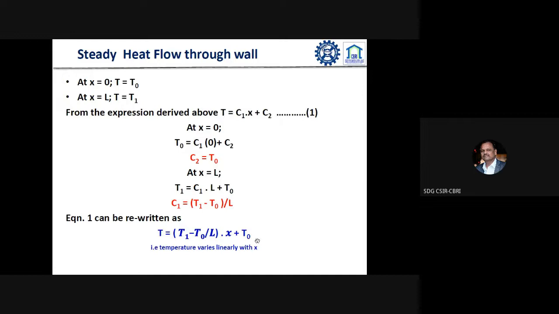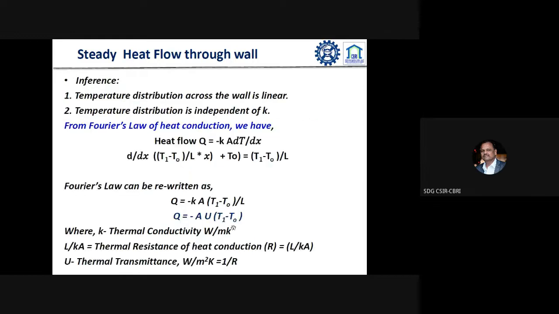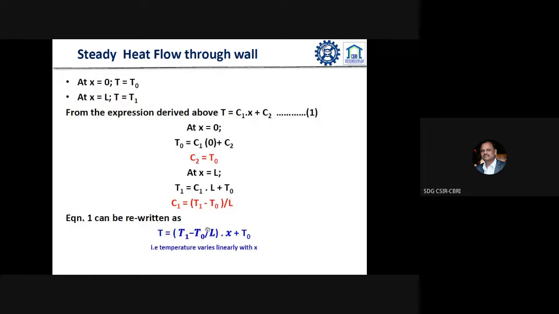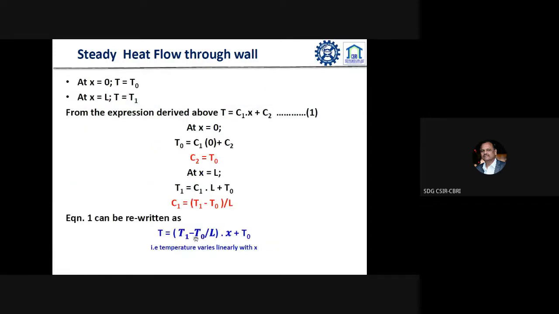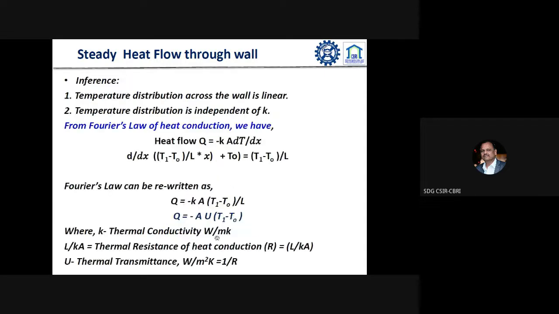plus T naught. So if we look into this equation, it tells us that the temperature distribution across the wall is linear, because here there is no second order function. This is the linear flow. And also, if we see, the temperature distribution is independent of the K value.